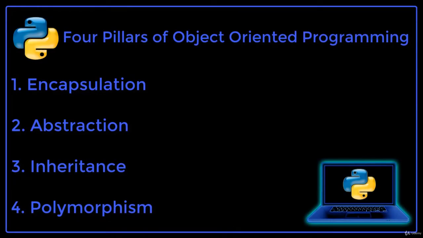In this lecture, we will learn what the 4 pillars of object-oriented programming are. There are 4 main concepts or pillars in object-oriented programming. These are the core, fundamental concepts of OOP that empower developers to write object-oriented code. The 4 pillars of object-oriented programming are encapsulation, abstraction, inheritance, and polymorphism.